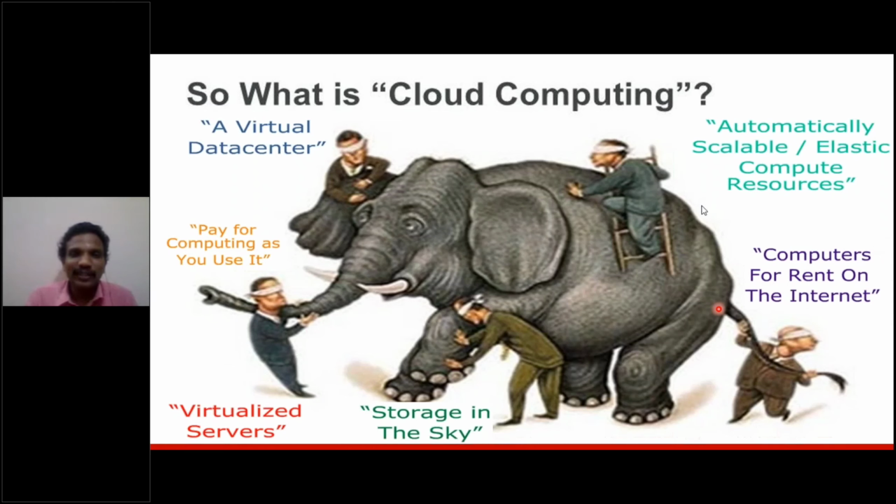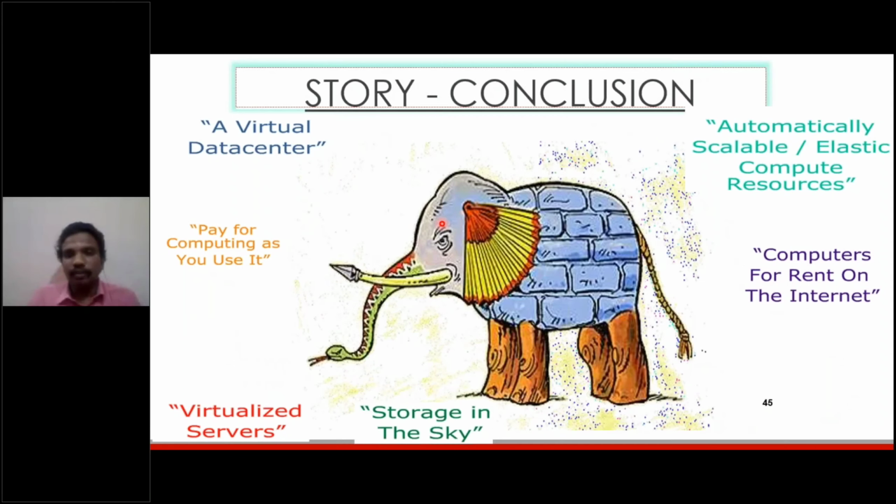Next slide, please view the slide. It's like a tree, it's like a rope. All the 6 blind men are touching different parts of the elephant. 6 concepts are combined together to form an elephant. In a similar way, a virtual data center, pay for computing as you use it, virtualized server, storage on sky, automatically scalable, computers for rent: all the 6 concepts combine together to form cloud computing. So cloud computing comprises 6 core concepts.